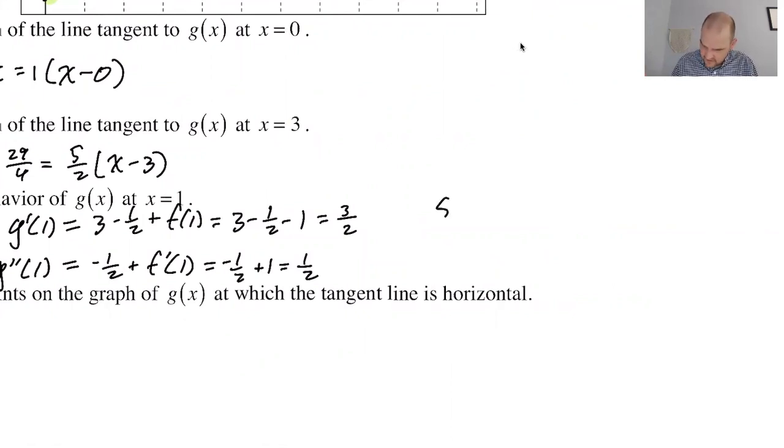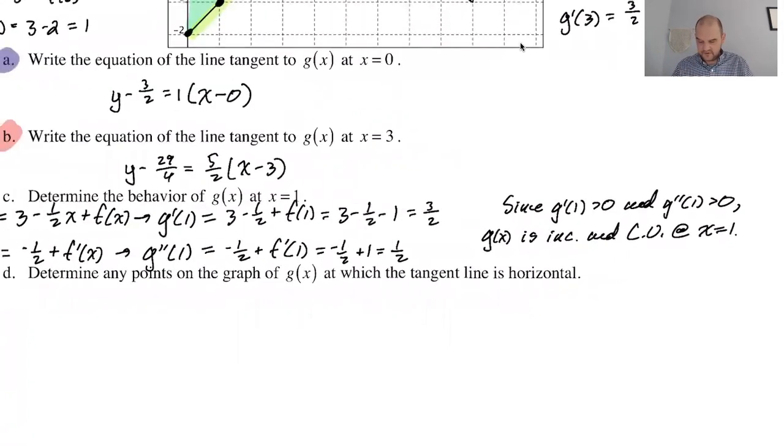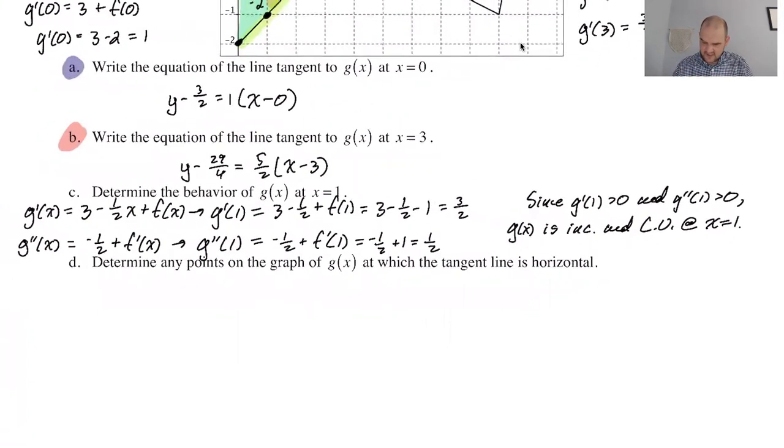So I'm going to say, since g prime of 1 is greater than 0, and g double prime of 1 is greater than 0, g of x is increasing and concave up at x equals 1. Okay, so that's my answer. I had to do all that work to get it because you really need to be clear in what you're doing. So let's see about this next one.